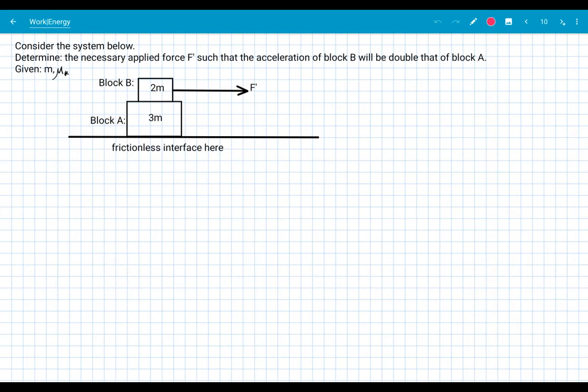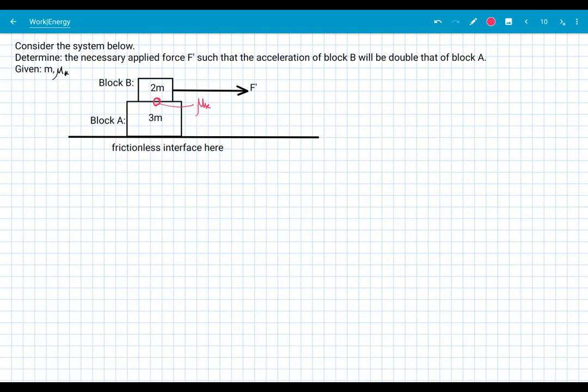Okay, let's take a look at this problem. I like this one a lot. These are two blocks that are stacked and they're on a horizontal surface. The interface between the bottom block and the surface beneath it is a frictionless interface, but there is friction at the interface between the two blocks. So there's friction at this interface here, and we're given the coefficient of that interface as well.